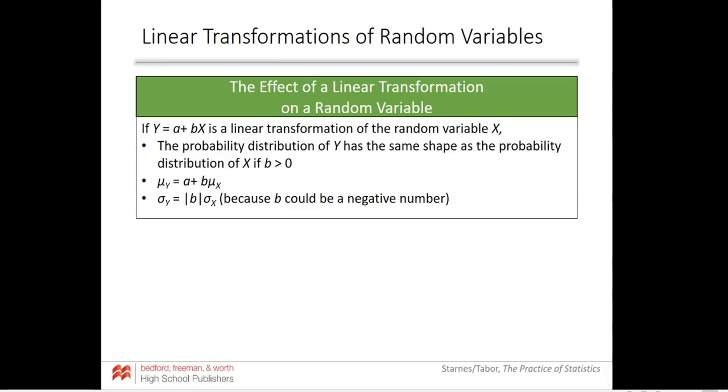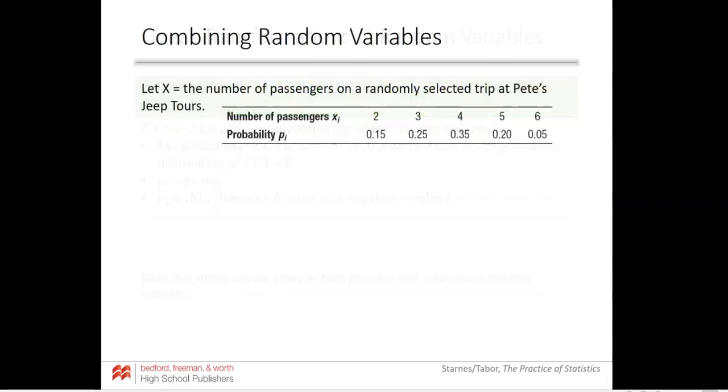So that's just a slight little detail there that could come into play, but you're not going to have a negative standard deviation. So just never put a negative standard deviation, and that will make sense to you. If B is negative, you won't use the negative in that case. You'll take the absolute value of B. This applies to both discrete and continuous random variables. So that's nice to know.